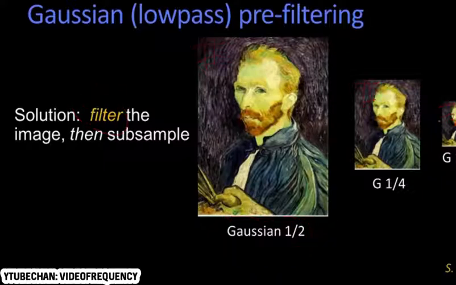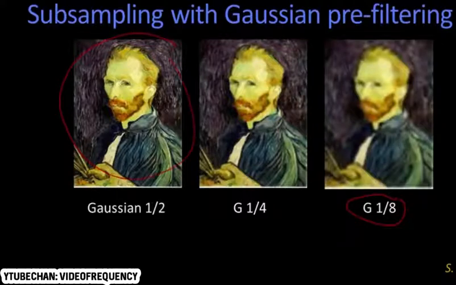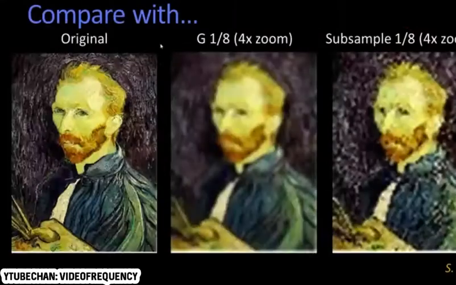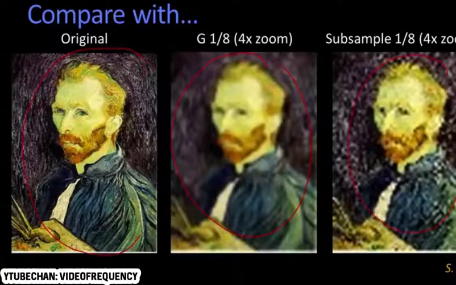When I do that and I blow up the Gaussian 1/8, you'll see that this actually looks pretty much like a blurry version of that, right? Compare this to what we did with the subsampling, right? So here's sort of our original. Here is the Gaussian 1/8 4x zoom, and here is the subsample 4x zoom. And you can see that the Gaussian does a much better job in doing the reduction, and that's because it's been anti-aliased.